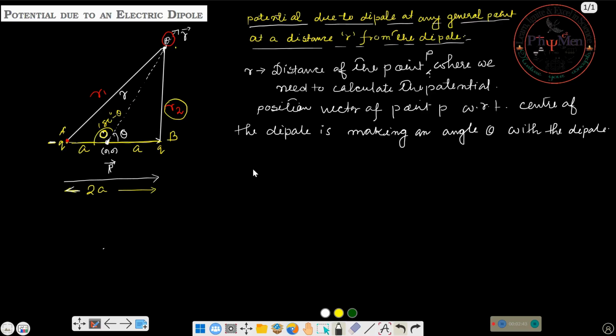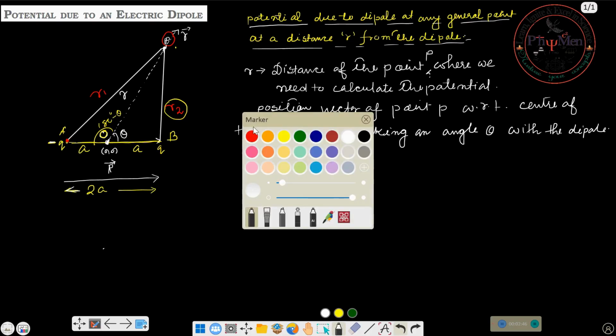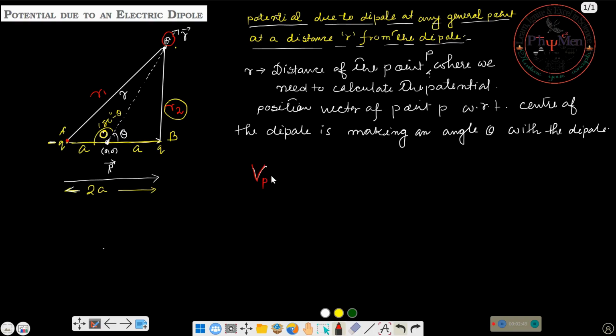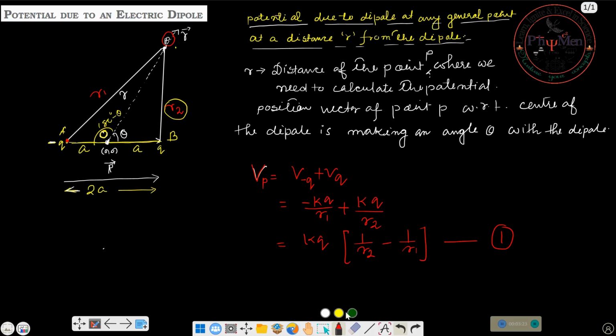V at point P will be the potential due to -q plus the potential due to +q. Okay, so the potential due to -q will be minus kq/r1, and r1 is the distance of -q from point P, plus kq/r2. Taking kq common, we are left with 1/r2 minus 1/r1. Okay, so let me take this as equation number 1.